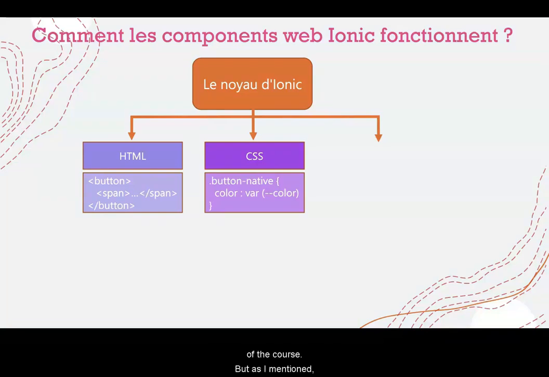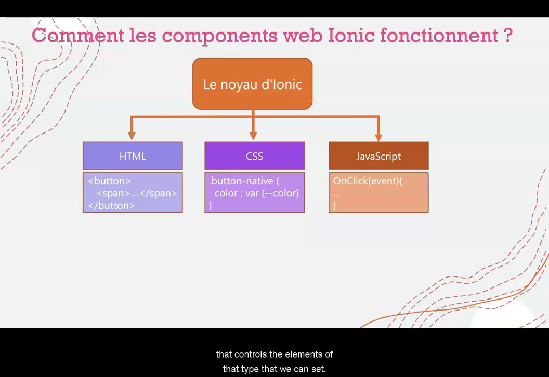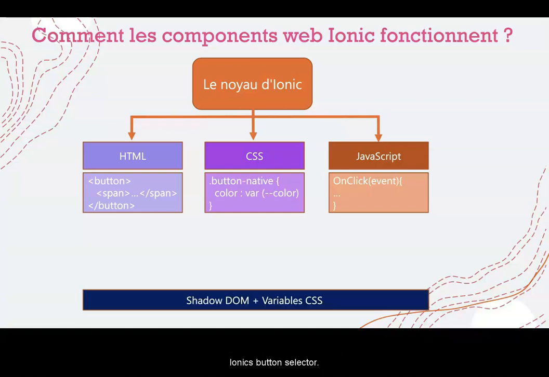But as I mentioned, a web component is not just a combination of HTML and CSS. We also have a JavaScript part that adds some functionality to that component, that exposes properties that can be set, that controls things like the color or the fill mode of this button. So all of that is controlled by JavaScript, and all of that is wrapped together and encapsulated in a JavaScript object that we can add to the HTML code with this Ionic button selector.